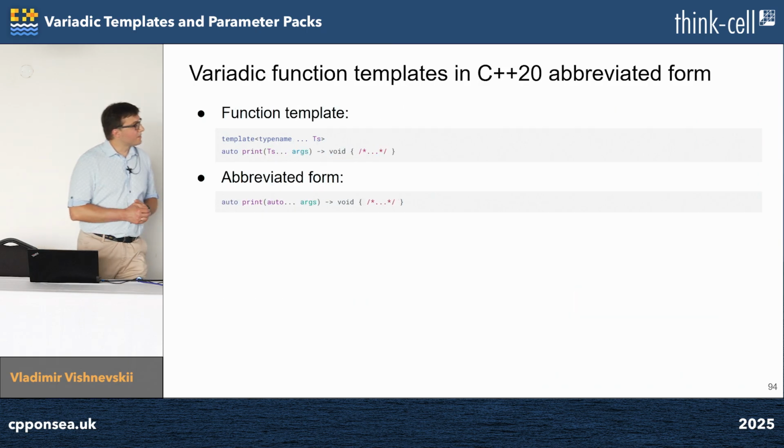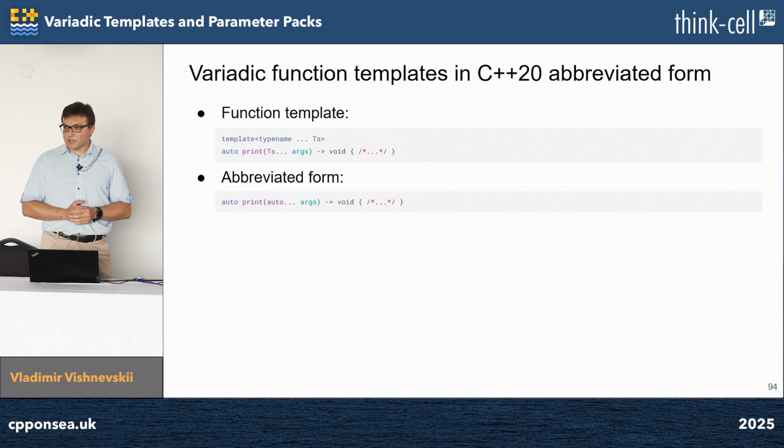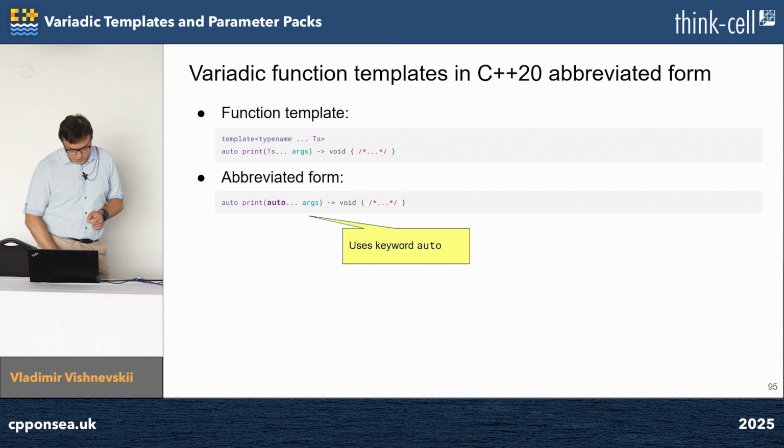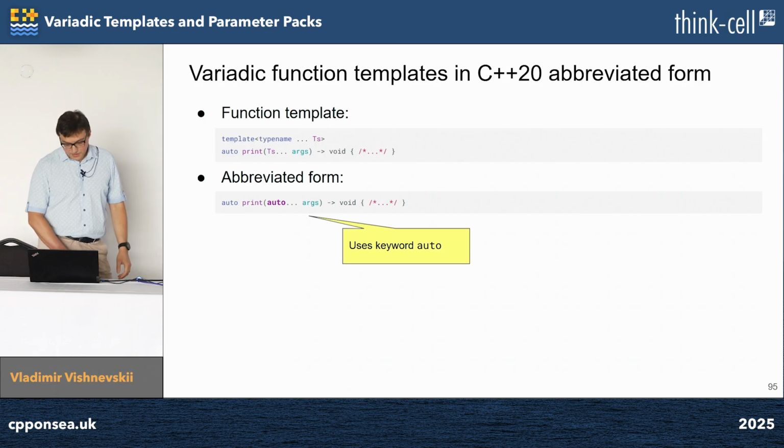Okay, now a bit about more recent additions to the standard, like C++20, although it's really since a while. But in C++20, the so-called abbreviated form was introduced. Yeah, so it of course works for parameter packs as well. Here there is a difference. In abbreviated form, we don't need to write template typename. We just use the auto. And this would make this function a function template. Here, the args is a parameter pack.